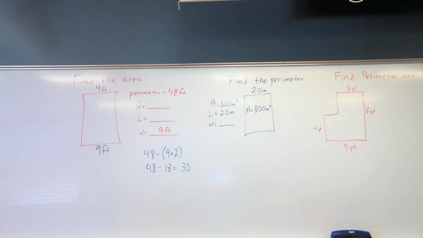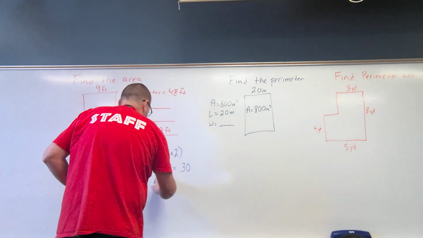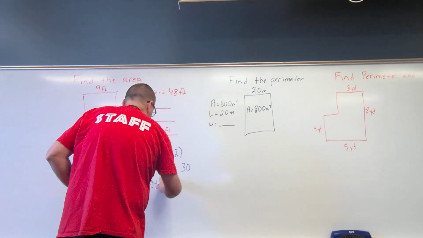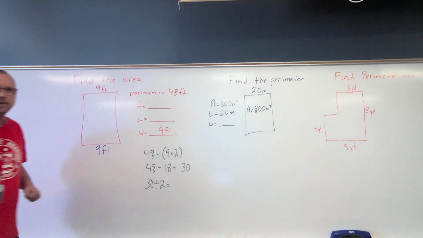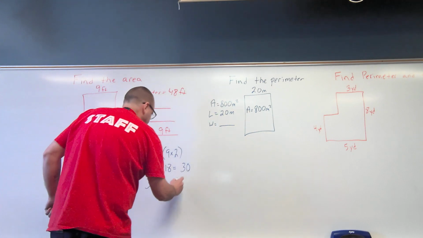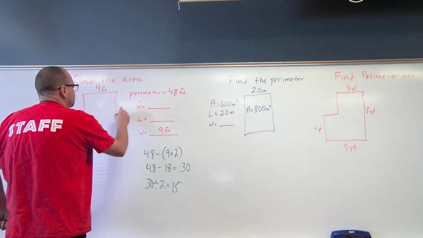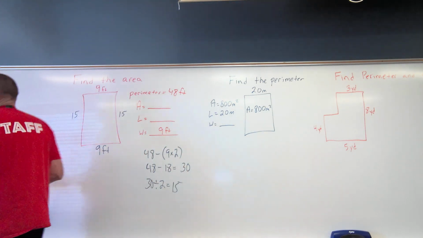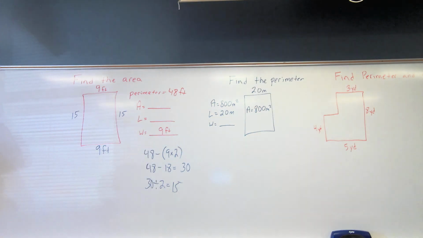No. Okay, then what do I do next? Soraya? Oh, good. I divide 30 by 2. If I divide 30 by 2, what does it equal, Soraya? 15. Now, this tells me that each of these sides is 15.